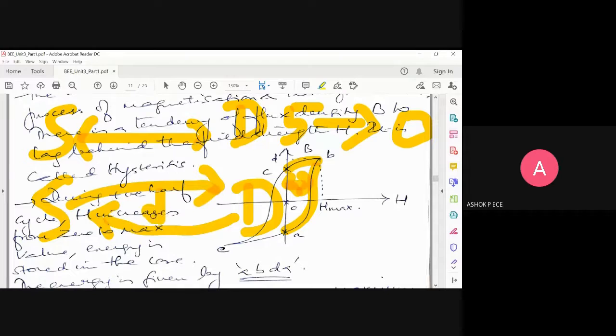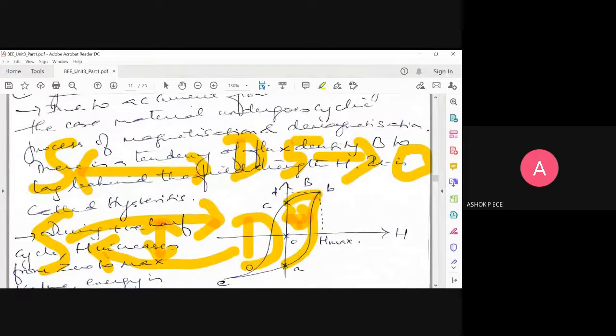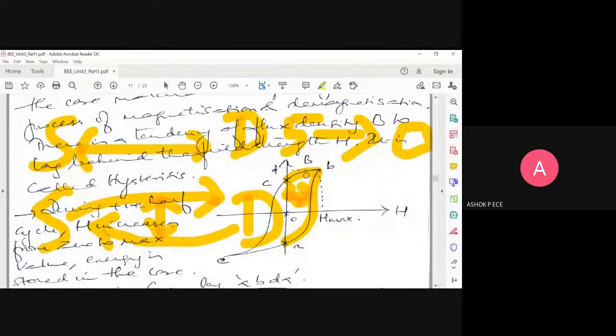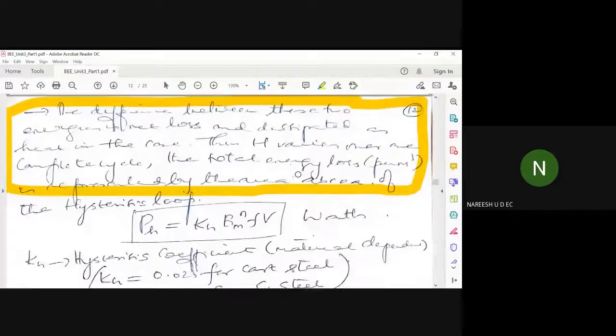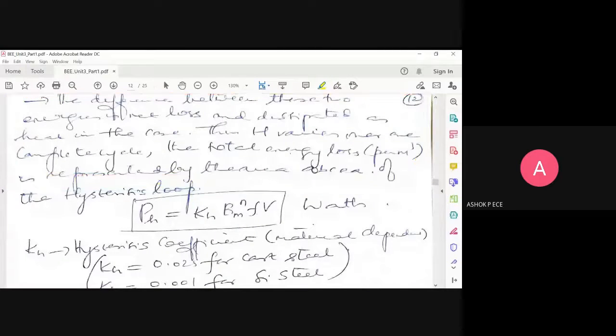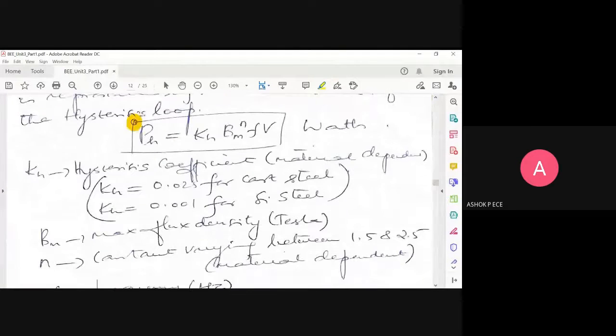There is a natural difference between both the paths, right? That is called hysteresis. Here, I call source and destination the electric field and magnetic field. That appears as hysteresis loss, and hysteresis loss is given by this equation.